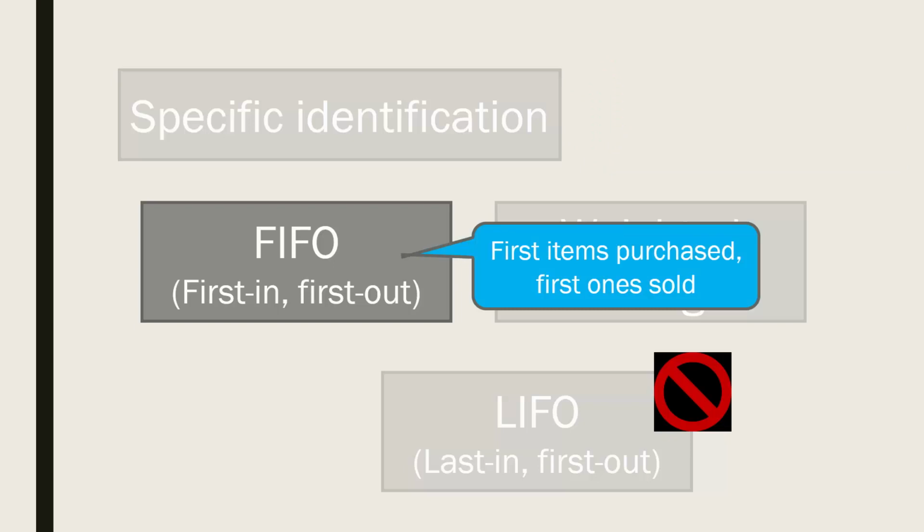With FIFO, we assume the first items purchased for each of our products are the first ones sold. This means we assume that in our inventories, we will always have the more recently purchased products.